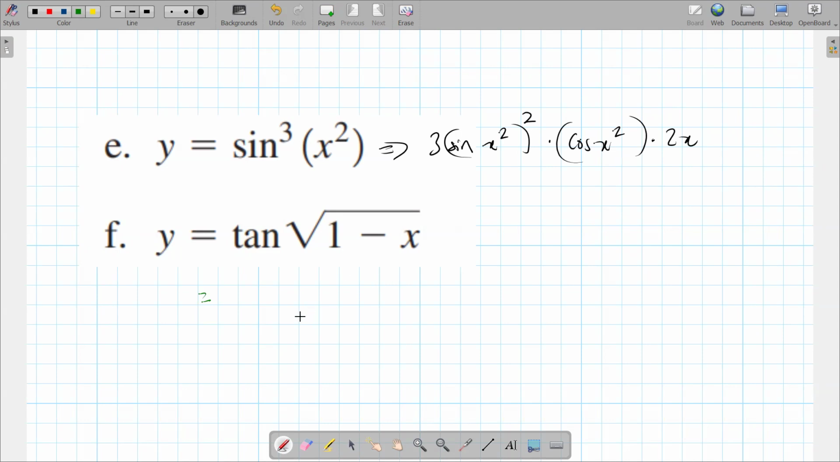Tan becomes what? Cosecant squared. So this rule doesn't apply to the tan. It only applies to the angle. So you have cosecant squared of this, right? And then you have to multiply this with the derivative of the angle. What's the derivative here?